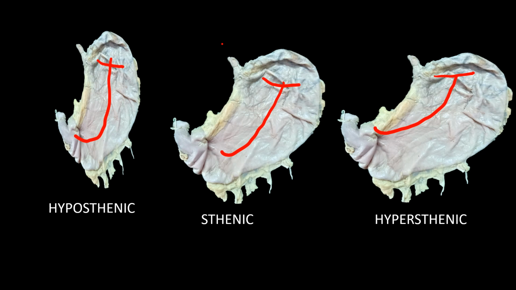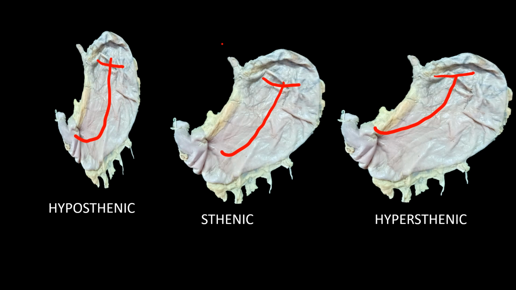The shape and position of stomach varies according to the body structure of the person. If the person is thin and lean, the stomach generally lies vertically in such a manner that the vertical limb of the J remains more straight. This type of persons are more prone to gastric ulcer, and this type of persons are known as hyposthenic people.